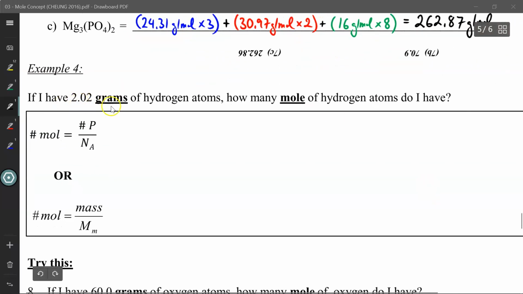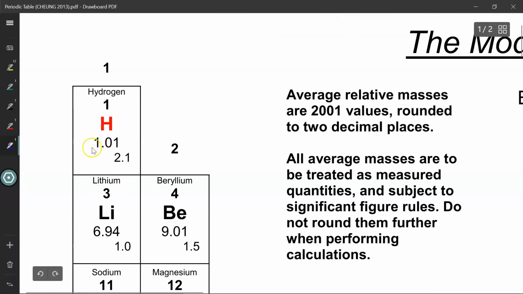If I have 2.02 grams of hydrogen atoms, how many mole of hydrogen atoms do I have? So let's work backwards. I want to calculate the mole of hydrogen, but we have 2 equations to calculate moles. Mole is equal to number of particles divided by Avogadro's, and mole is equal to mass divided by molar mass. Which one should I use? Well, you'll always have Avogadro's number because you're going to memorize it, 6.02 times 10 to the power 23. And you can always access the molar mass because you have the periodic table. So when I look at the periodic table, hydrogen has a molar mass of 1.01.